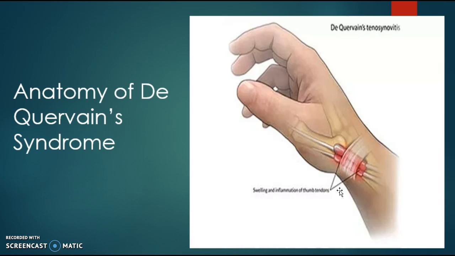Well, the pain is because of DeQuervain's syndrome, which is characterized by tenosynovitis, which is an inflammation of the tendon sheath of the abductor pollicis longus tendon here and the extensor pollicis brevis tendon here. Both of these tendons attach muscles of the forearm to the thumb and move the thumb primarily back into extension or away from the midline of the body.